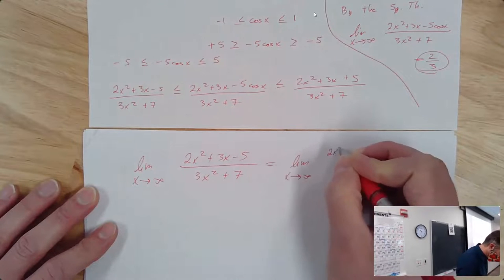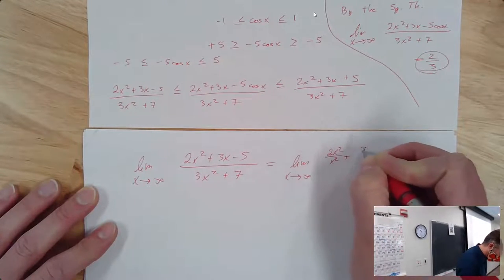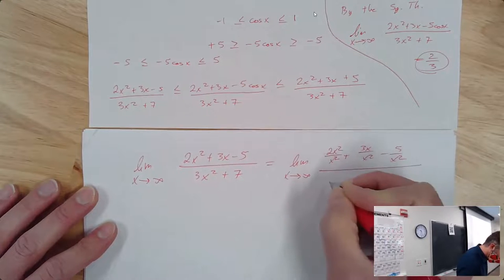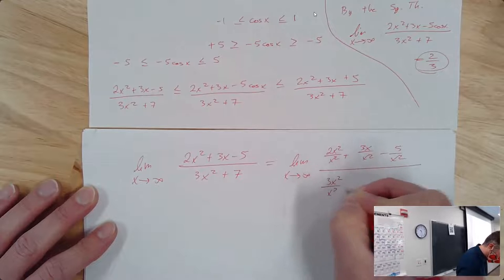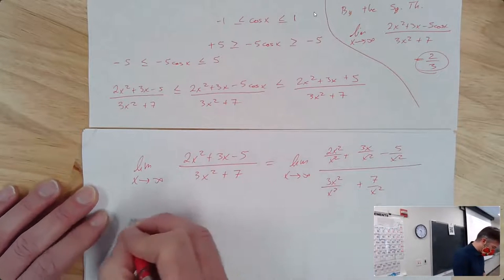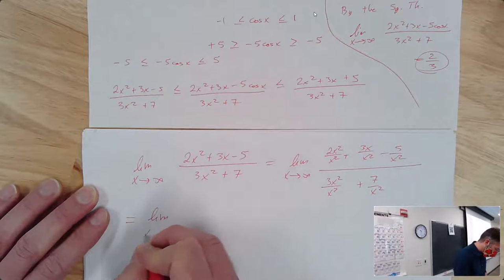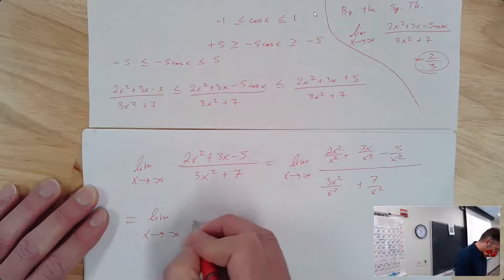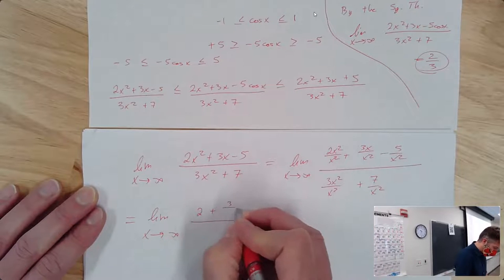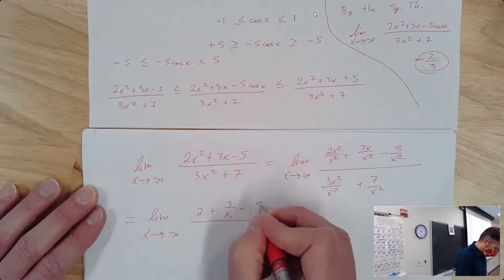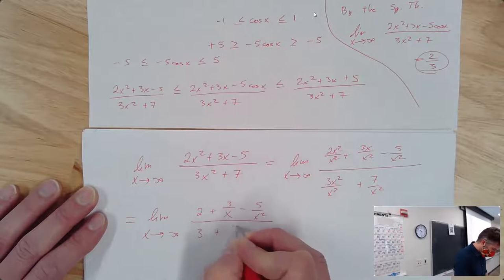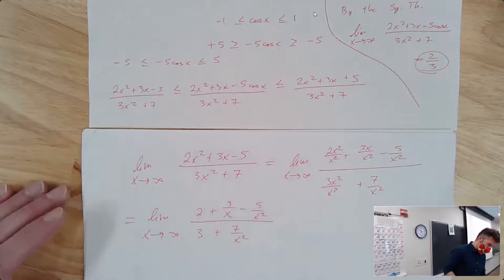So I'm going to get 2x squared over x squared, 3x over x squared, minus 5 over x squared, over 3x squared over x squared plus 7 over x squared. And I would encourage you to skip to the step where you've done the simplifying. 2x squared over x squared is 2. 3x over x squared simplifies to 3 over x. 5 over x squared doesn't simplify. 3x squared over x squared is 3. And 7 over x squared is 7 over x squared.